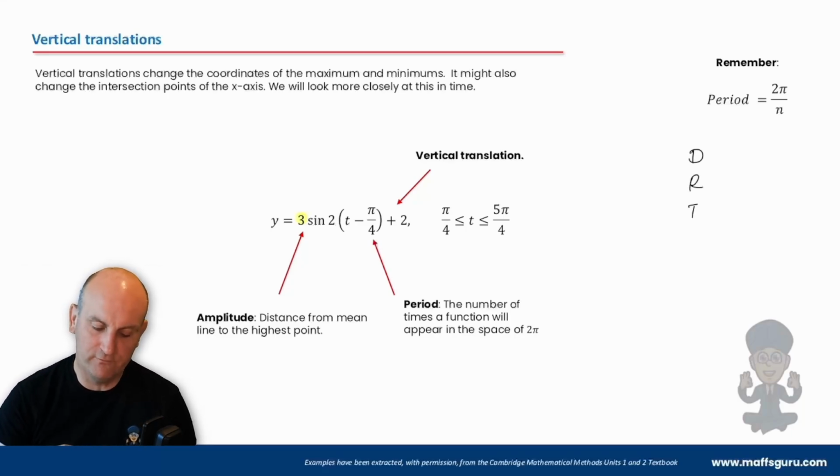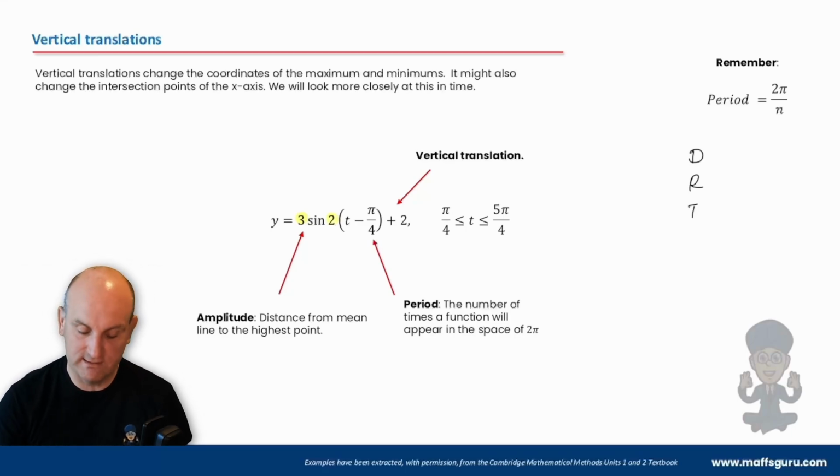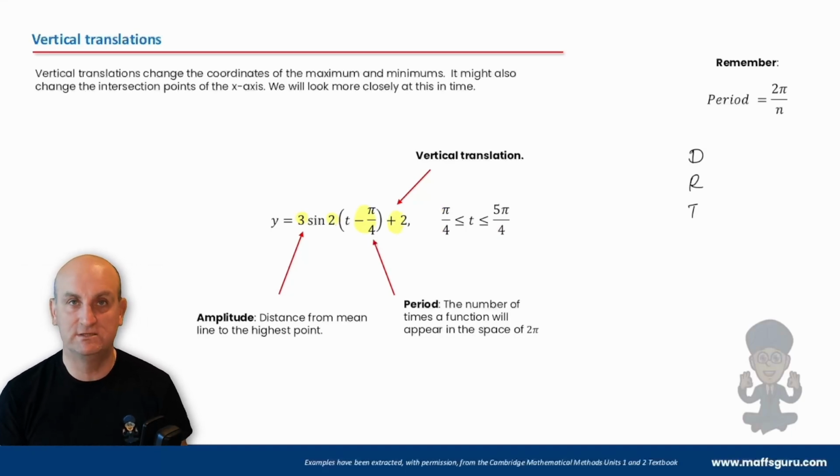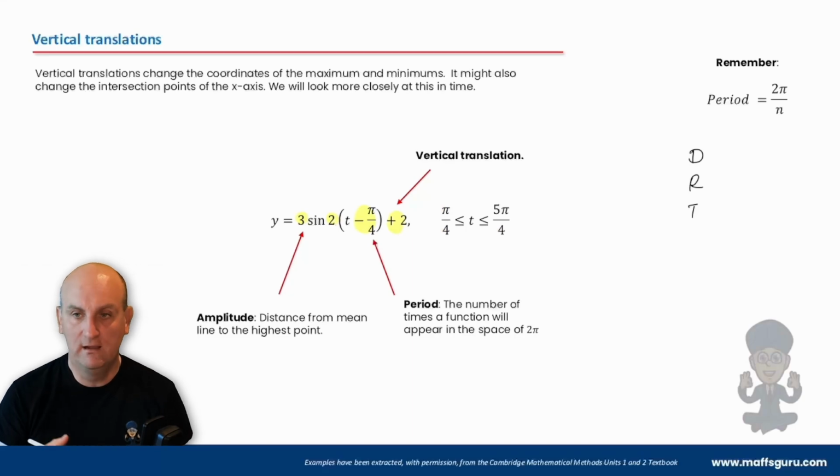So dilate first with the 3 and the 2, then reflect. In this particular function, there are no reflections, and then you would be translating horizontally first, and then vertically. I would always do the horizontal translations first. It makes life a lot easier than trying to do the vertical first.